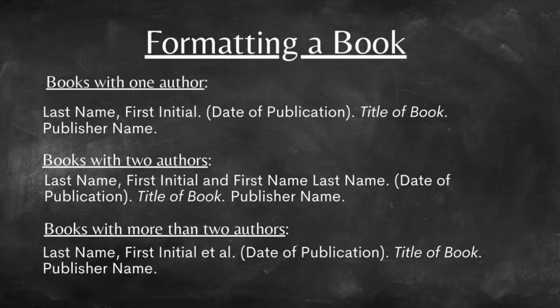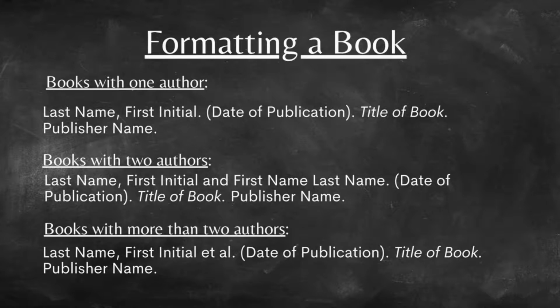Now, when you're formatting a book, you would do the last name, comma, first initial, again, just using the initial for APA, the date of publication in brackets, the title of the book is italicized, and then you just give the publisher name. Now, if you have 2 authors, what you want to do is give the last name, comma, first initial, and then the full first name and last name of the second author. And then again, that date of publication, the title of the book in italics, and the publisher name.